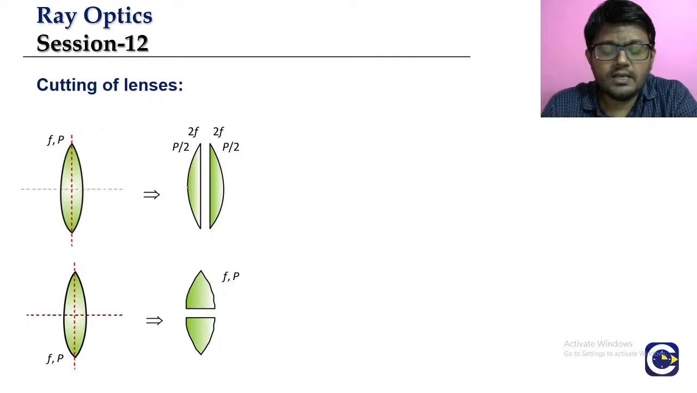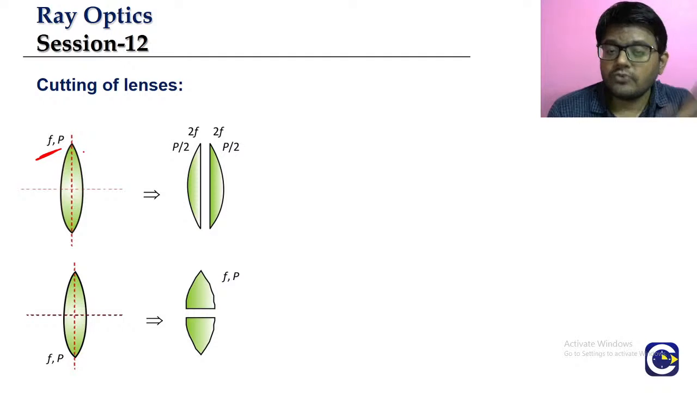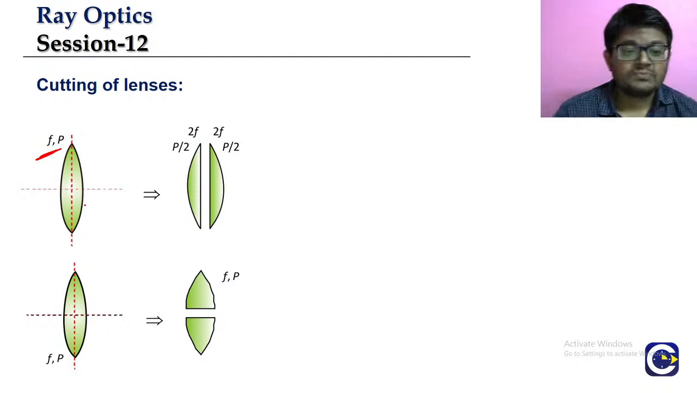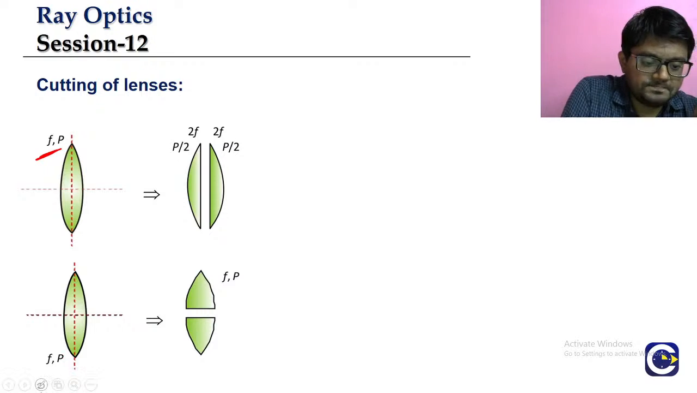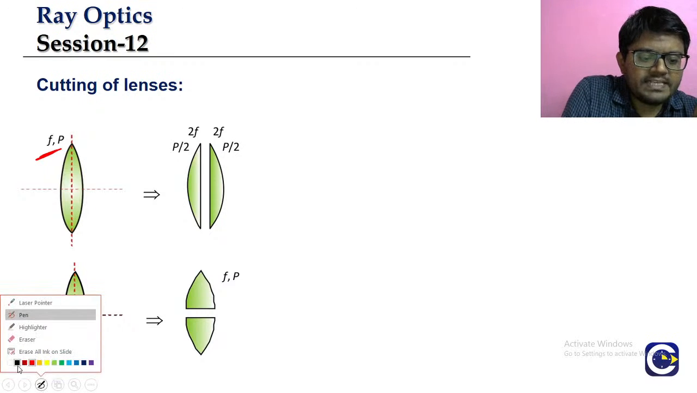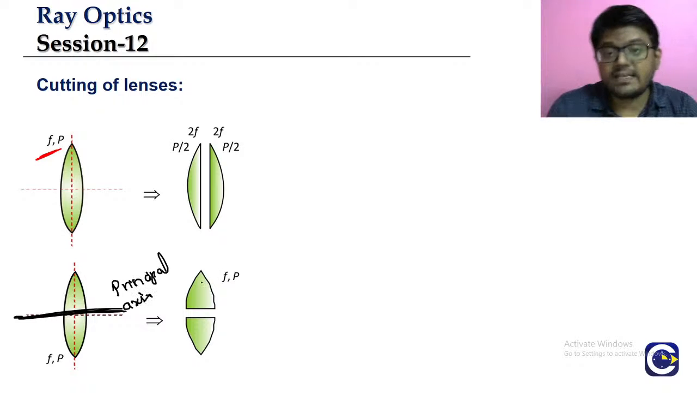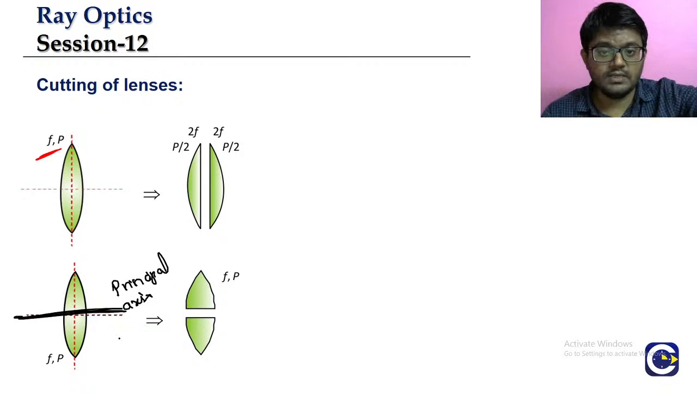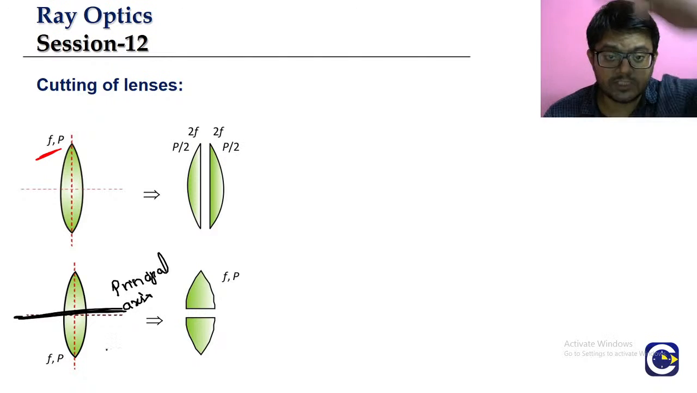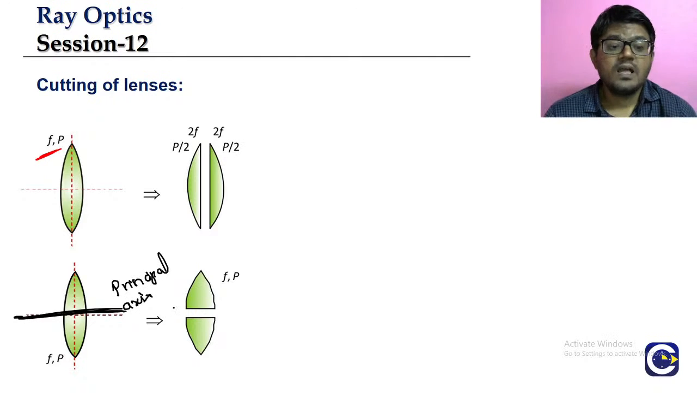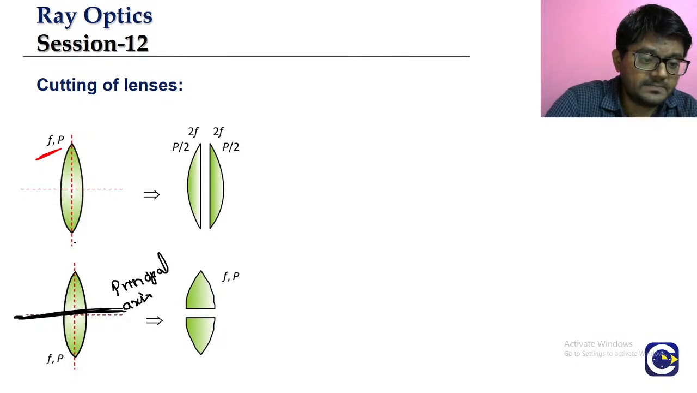So if you are trying to cut a lens, let us say we are taking a lens of focal length f and corresponding power P. We can cut the lens in two ways. One is the lens which is cut by the principal axis. Principal axis cuts the lens into two parts. Other way of cutting it is like this.